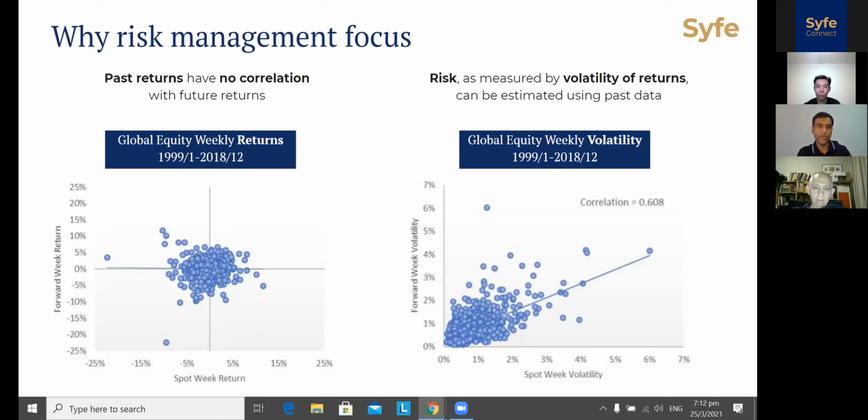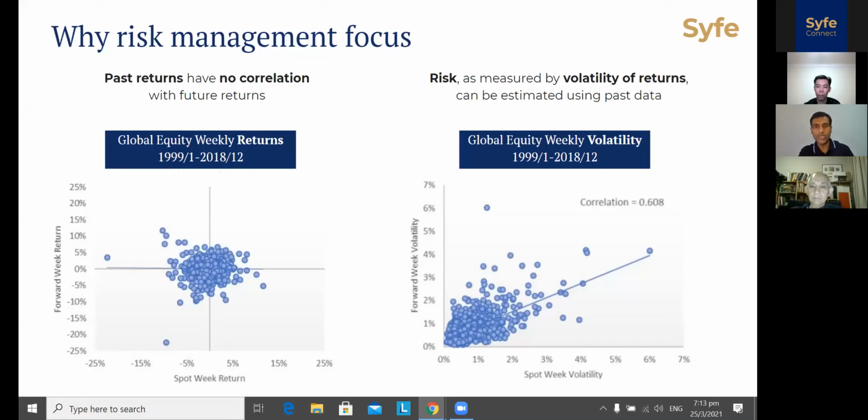So coming back to risk management, what we realized was, if you look at the chart on the left, the X and Y axis are basically the spot week return and the forward week return. The fact that the dots are all over the place without any trend line tells you that there is no correlation between the current week return and the forward week return. So essentially, there is no predictability that if something has given you good returns in the past, it will continue to give you good returns going forward.